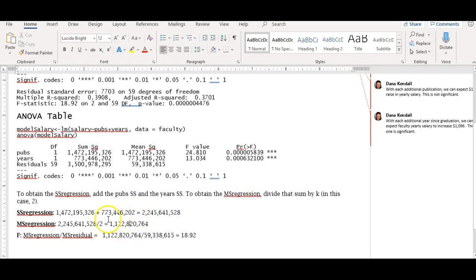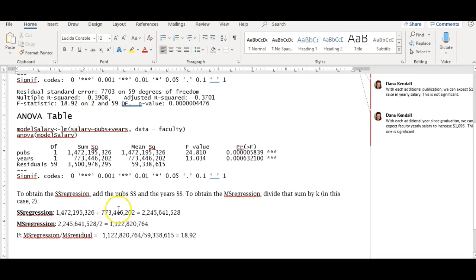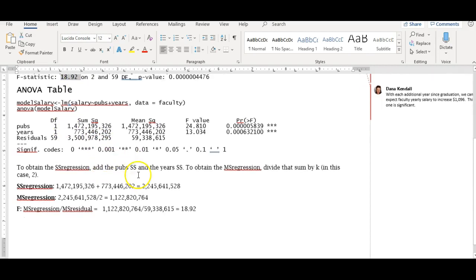And so this is the number we get when we add those up. And then the MS regression is going to be the SS regression divided by K, which is the DF. And so I did that calculation here, and we end up with this as the MS regression. And then for the F test, we're going to do the MS regression over MS residual, and that's this one right here, the 59,000 something. And so when we divide that out, we have an F of 18.92, and that is the same as the one up here. So I love when it comes out exactly the same, really is helpful.